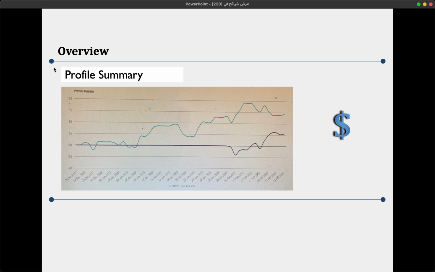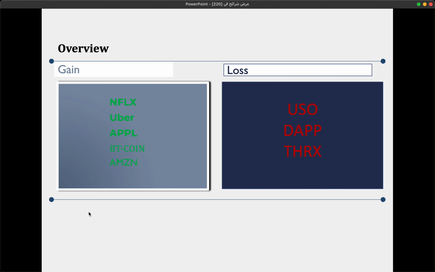This is the profile summary of our portfolio overview. This is the gain and loss of the companies and the stocks we have invested in. The gains were Netflix, Uber, Apple, and the Bitcoin futures and Amazon. The losses were USO, the United States Oil Company, and DAB and THRX.